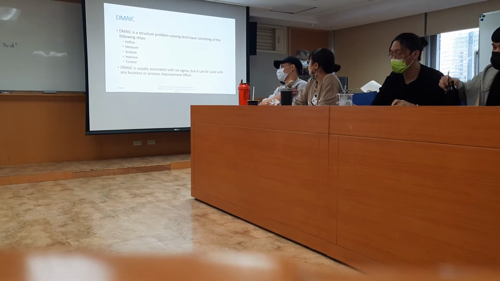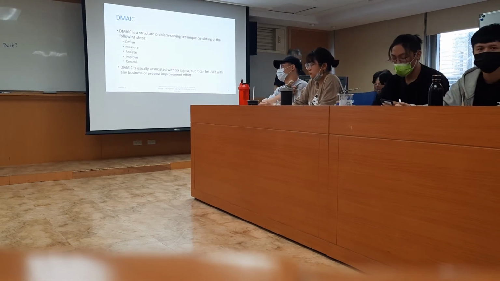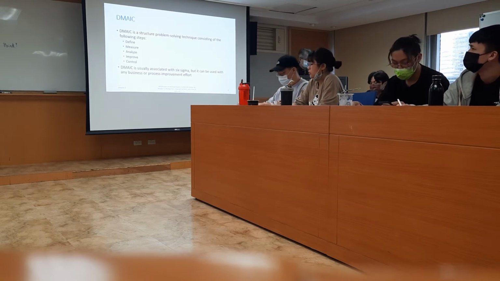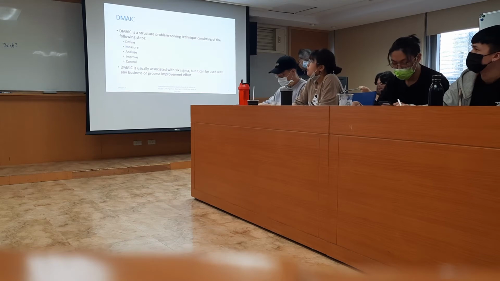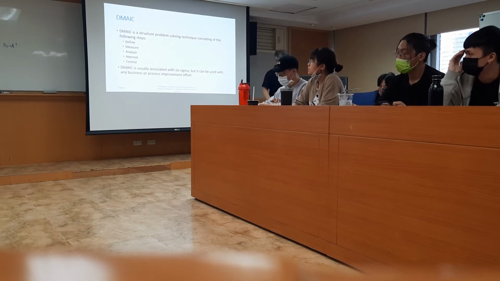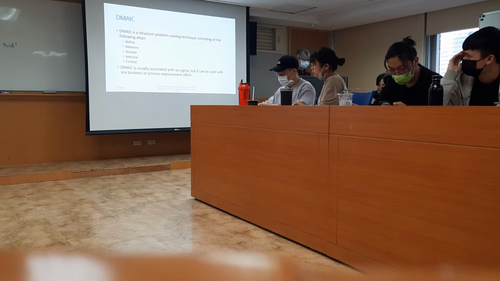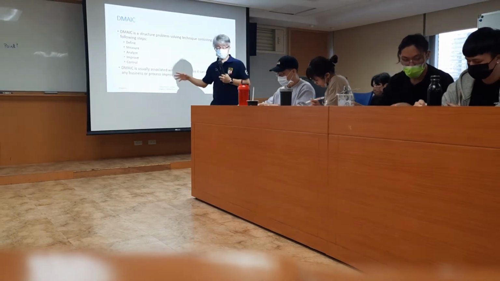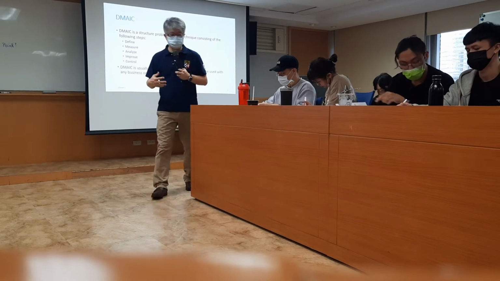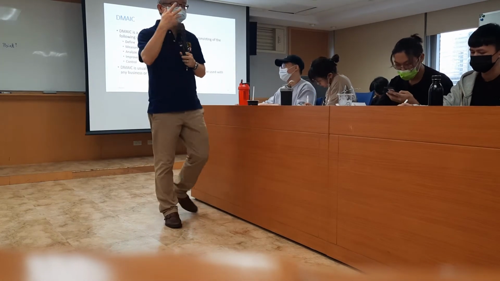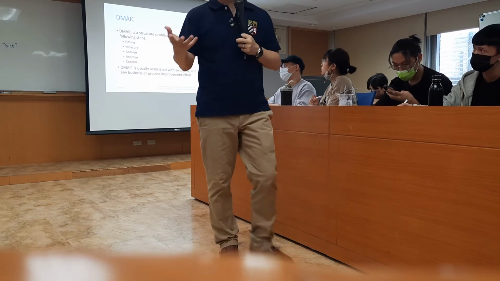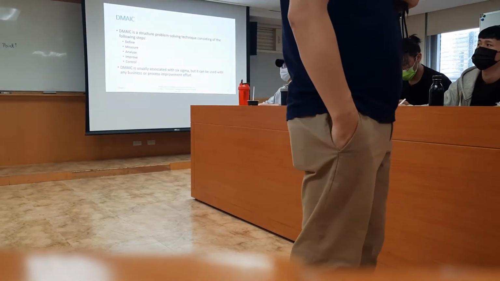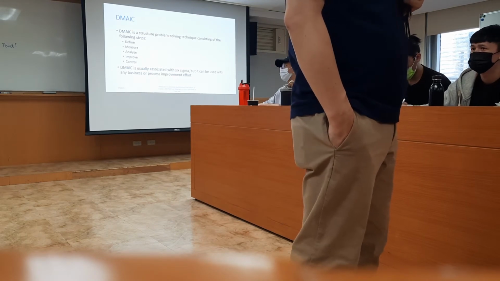Then DMAIC is a structured problem-solving technique consisting of the following 5 steps. DMAIC is usually associated with Six Sigma. It can be used with business or process improvement efforts. So, by following the five procedures, even though you work in McDonald's, or in whatever kind of chain store you go to for a meal for your family.